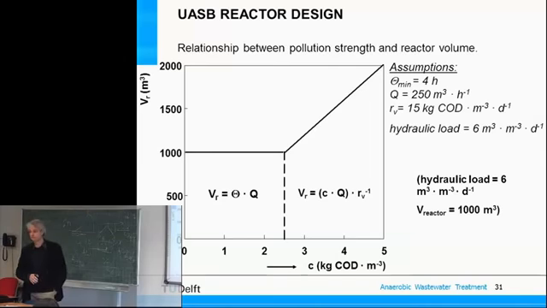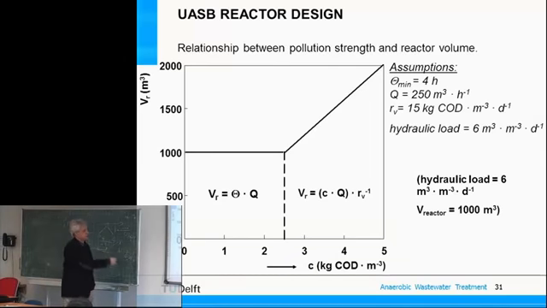Yeah? Are the numbers on the axis fixed, or are they chosen for this design? Well, this is an example, because the example that I gave is 15. If you have more complex wastewater, then you have another type of organic loading potential. So this is, let's say, a hypothetical case, but showing the relation between the organic limitation and the hydraulic limitation of the reactor volume.